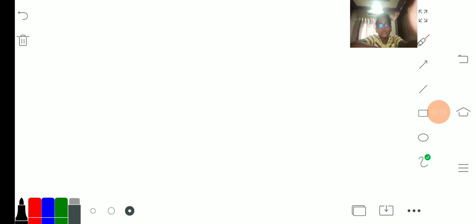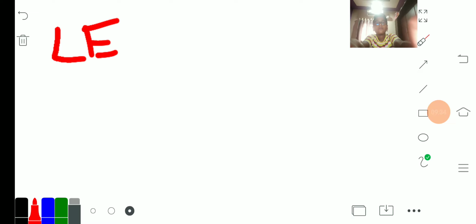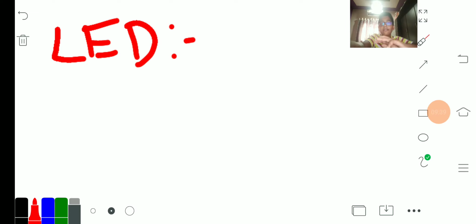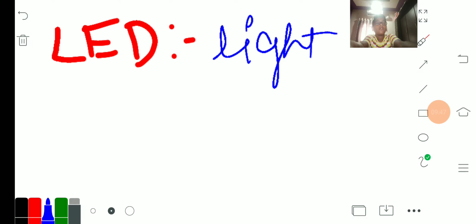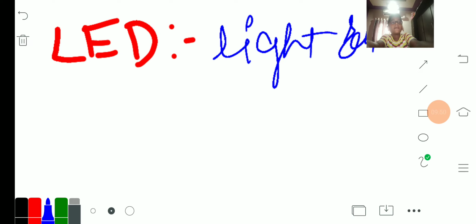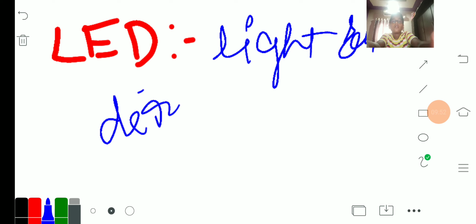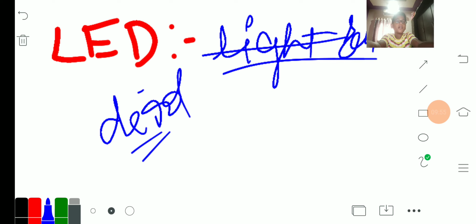Now we will go to the next full form, that is LED. The full form of LED is light emitting diode.